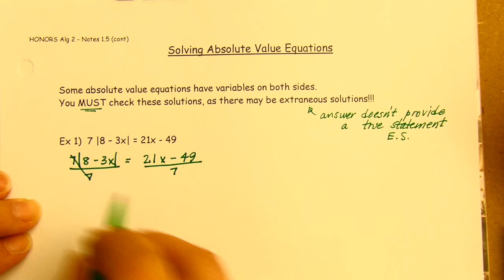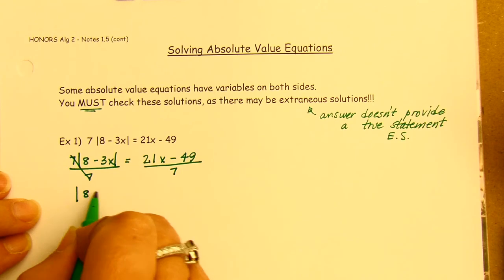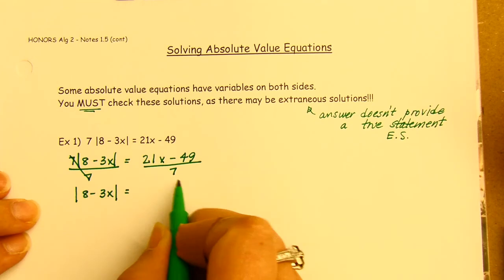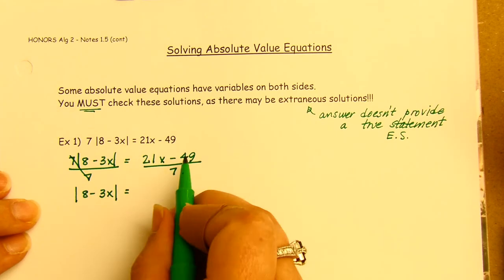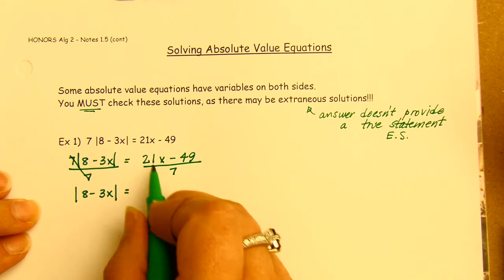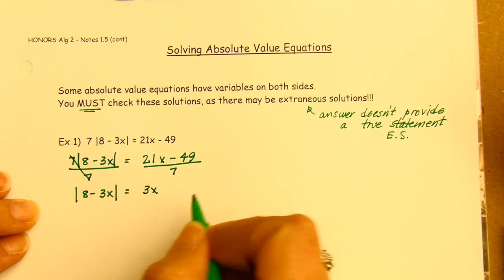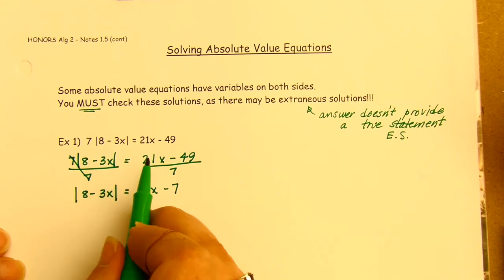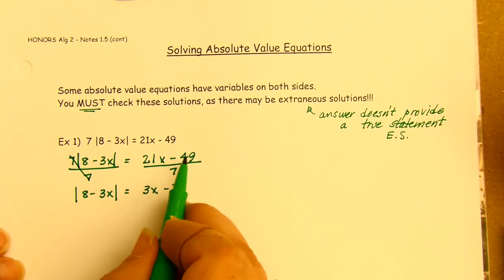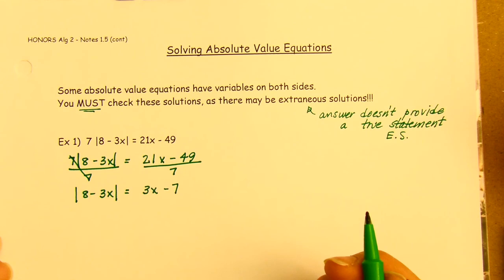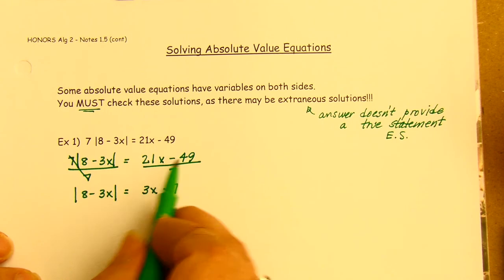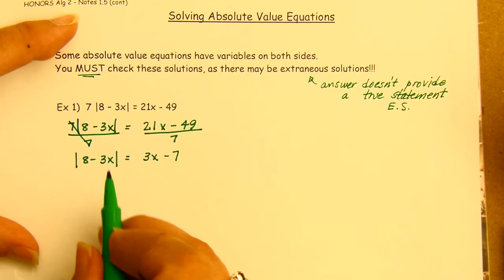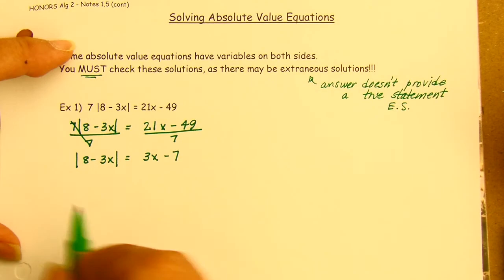Okay, so I end up with the absolute value of 8 subtract 3x equals, now this 7, you've got to divide into both of these. So 7 divides 21 3 times, and 7 divides 49 7 times. This is really like 21x over 7 subtract 49 over 7. You can't just use it one time. It's got to divide both of those because it's a quantity.